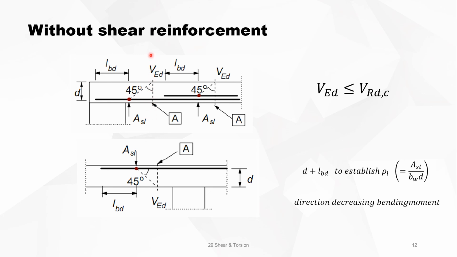So to repeat, at the position where you calculate the shear, the rho SL, the density of the longitudinal reinforcement, must be calculated only for the reinforcement which extends D plus LBD from the point of your section, plus it must be at a distance D in the direction of the decreasing bending moment.